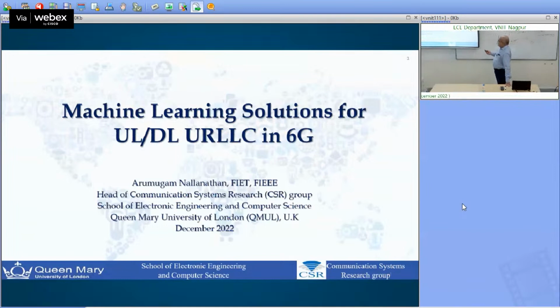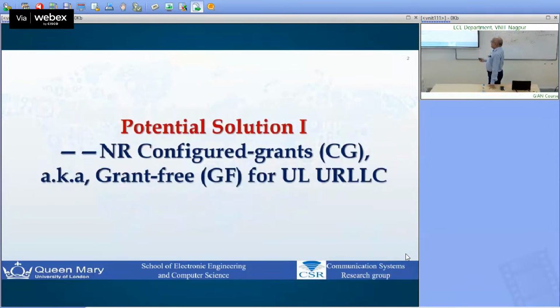So, if you take 6G, it is a new use case, massive ultra reliable low latency communication. If you take 5G, only ultra reliable low latency communication. Here, a new use case, massive connectivity. So therefore, the three requirements together: massive connectivity, reliability, and low latency. To achieve these three requirements, we are going to see what are the potential solutions.